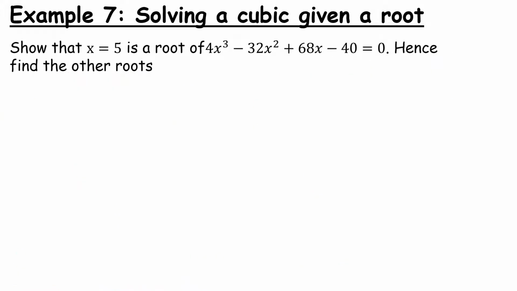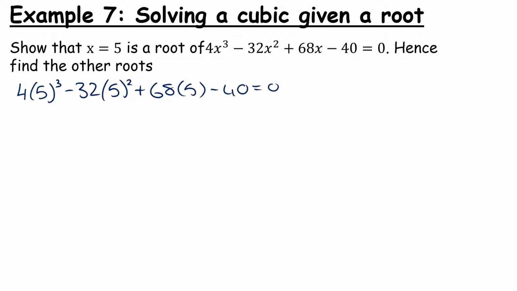So let's look at example 2, solving a cubic given a root. Show that x equals 5 is a root of 4x cubed minus 32x squared plus 68x minus 40 equals 0. Then they ask, hence find the other roots. The first thing we'll look at is showing that x equals 5 is a root. In order to show that it's a root, we're going to sub in 5 for x. So we have 4 times 5 to the power of 3, minus 32 times 5 squared, plus 68 times 5, minus 40 equals 0. You can put that all into your calculator and you will get 0 equals 0. So therefore, x equals 5 is a root.